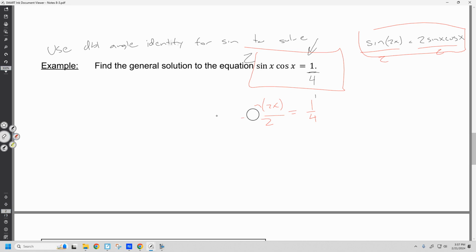My probably first instinct was to manipulate this equation. Oh, nice. So you multiplied the 4 back, and then you multiplied these by 2. All right, cool. We're all going to get to this spot eventually: sine 2x equals 1/2, right? Cool. Perfect.